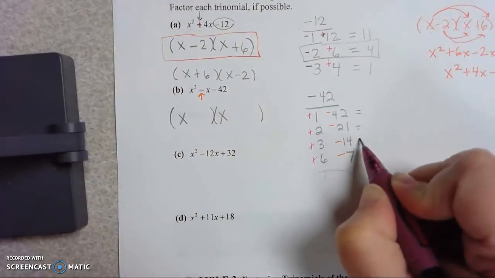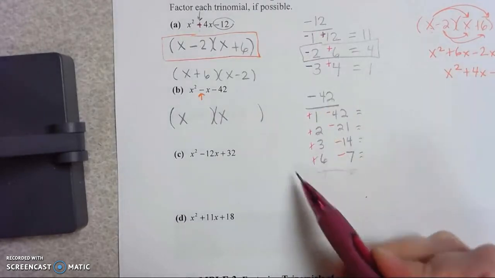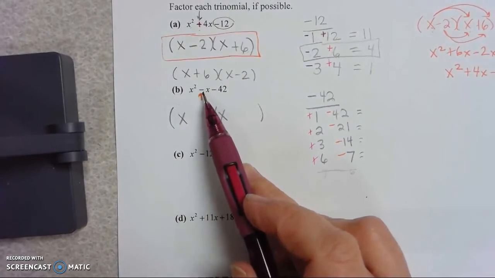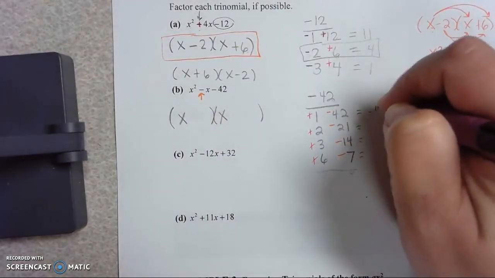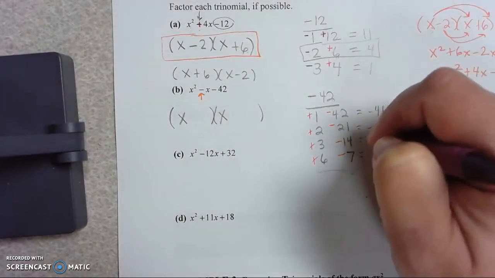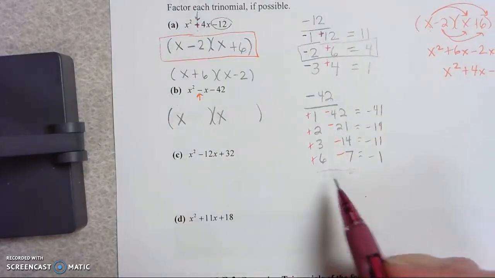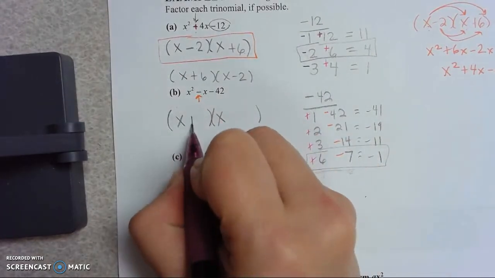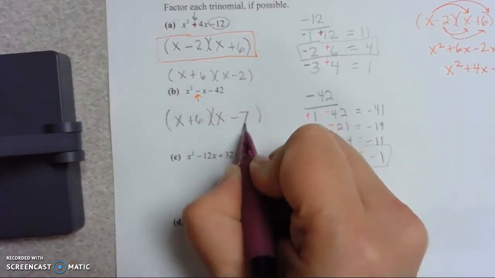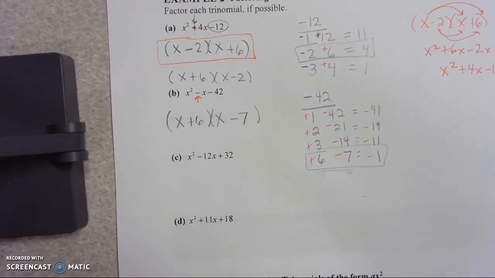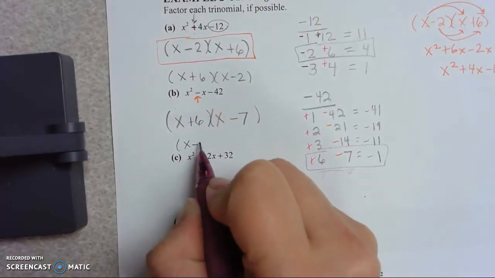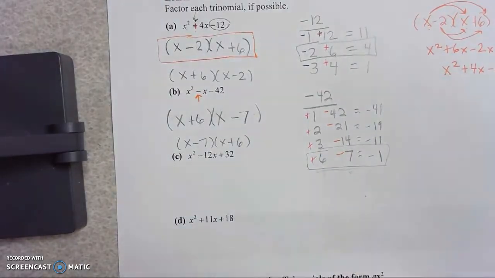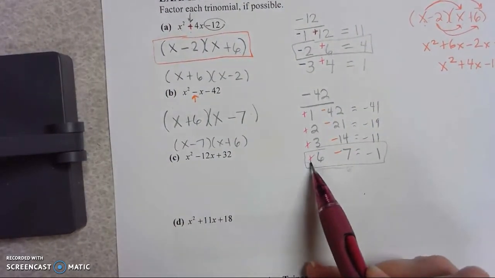So then I'm going to add together to know which ones to choose, because I'm looking for the ones that add to give me negative 1. So that would be negative 41, negative 19, negative 11, and negative 1. And that would be plus 6 minus 7. So I come up here and say plus 6 minus 7. Remember, you could also write x minus 7 times x plus 6. Either answer is correct, as long as you get the sign in front of that number.